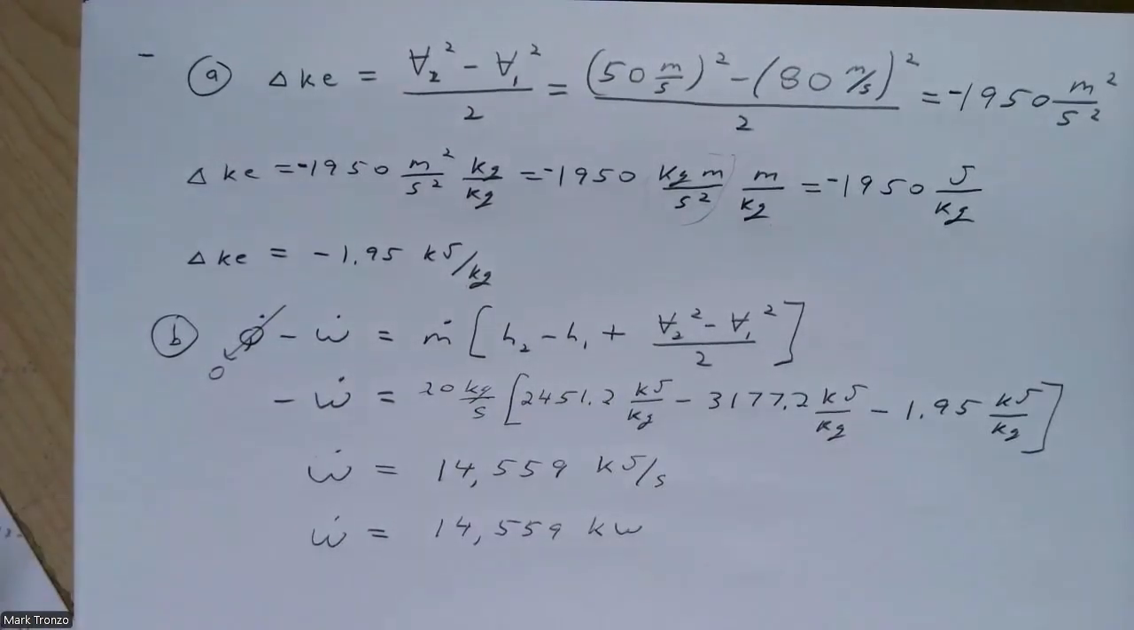Again, you may have got some different numbers because your table is a little bit different, but it should be around 14,500 to 15,000, somewhere in that range.